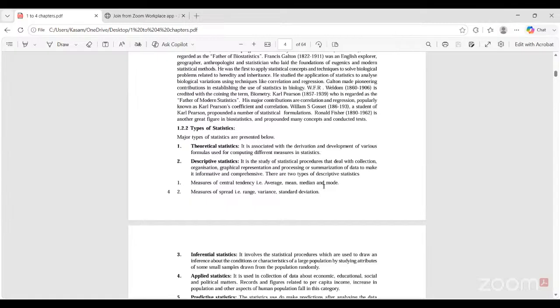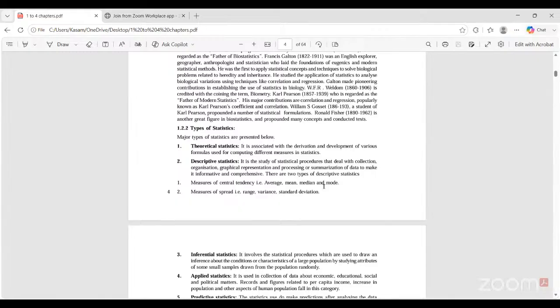If 9 numbers are given, divide by 9. So average, mean. Median means the center point. Mode is the highest-occurring value; you can learn it in that way.